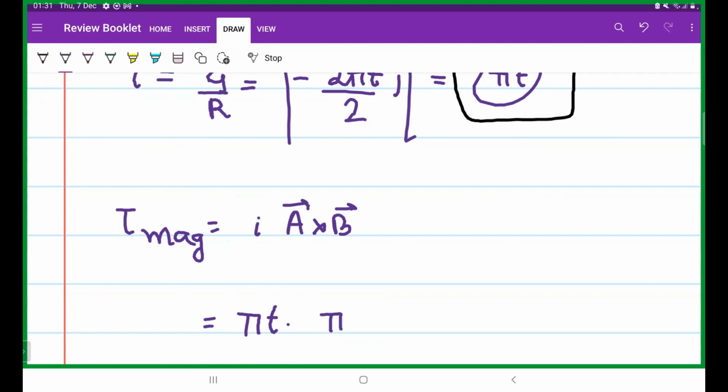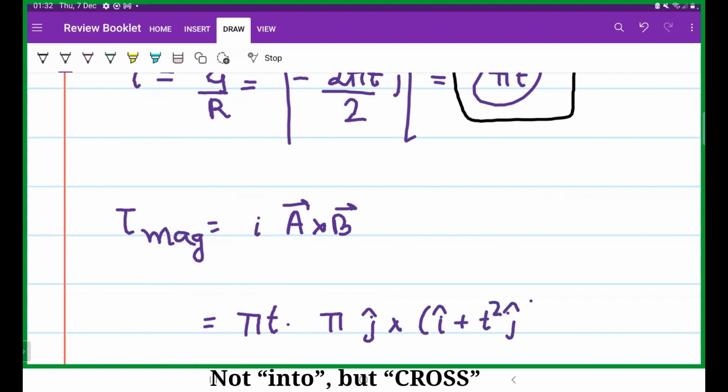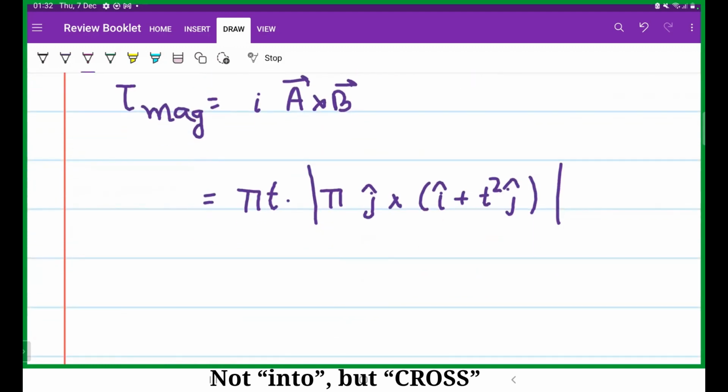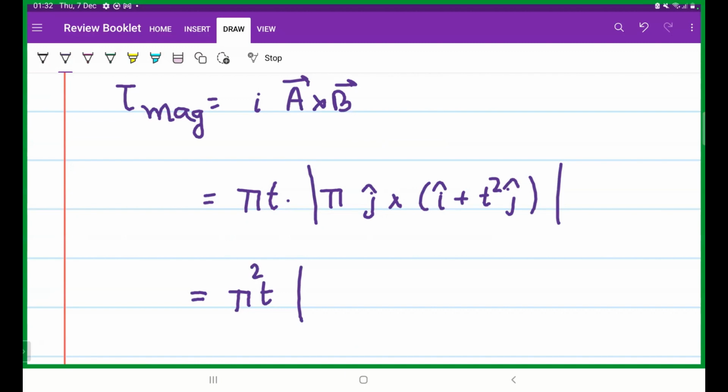The value of area is pi. Area vector will be j cap, into b will be i cap, whatever is given in the question. We'll just put that. Now we know the basics of cross product, right? Let's bring this pi outside. This will basically be j cap into j cap cross i cap. Now j cap cross i cap, we know that j cap and i cap are perpendicular to each other, right? So it will be 1.